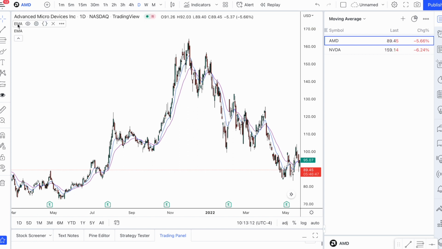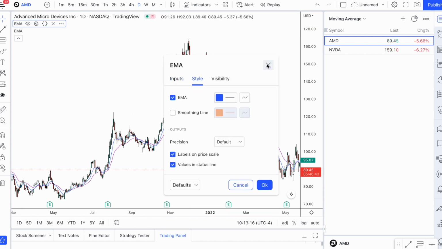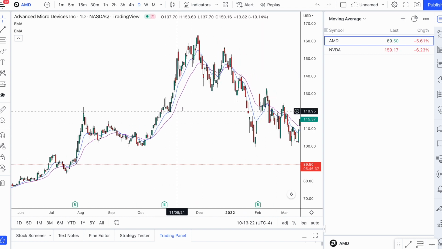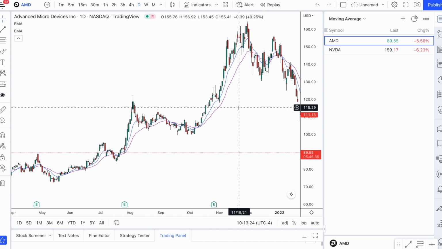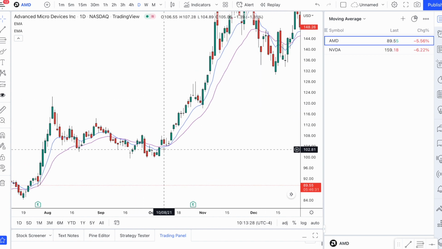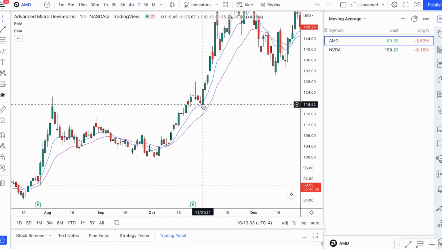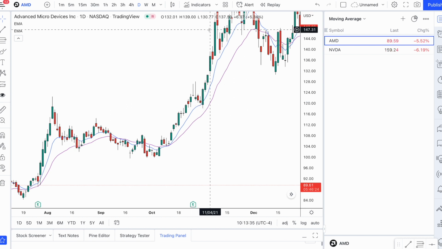So right now I have a 9 EMA in blue, and I have a 20 EMA in purple. EMAs are just lines on the chart, and a very simple strategy you can use is just playing the bounce. You can see here we're in an uptrend, the stock's making higher highs, higher lows. It comes back right to the 9 EMA in blue here, and then bounces higher.